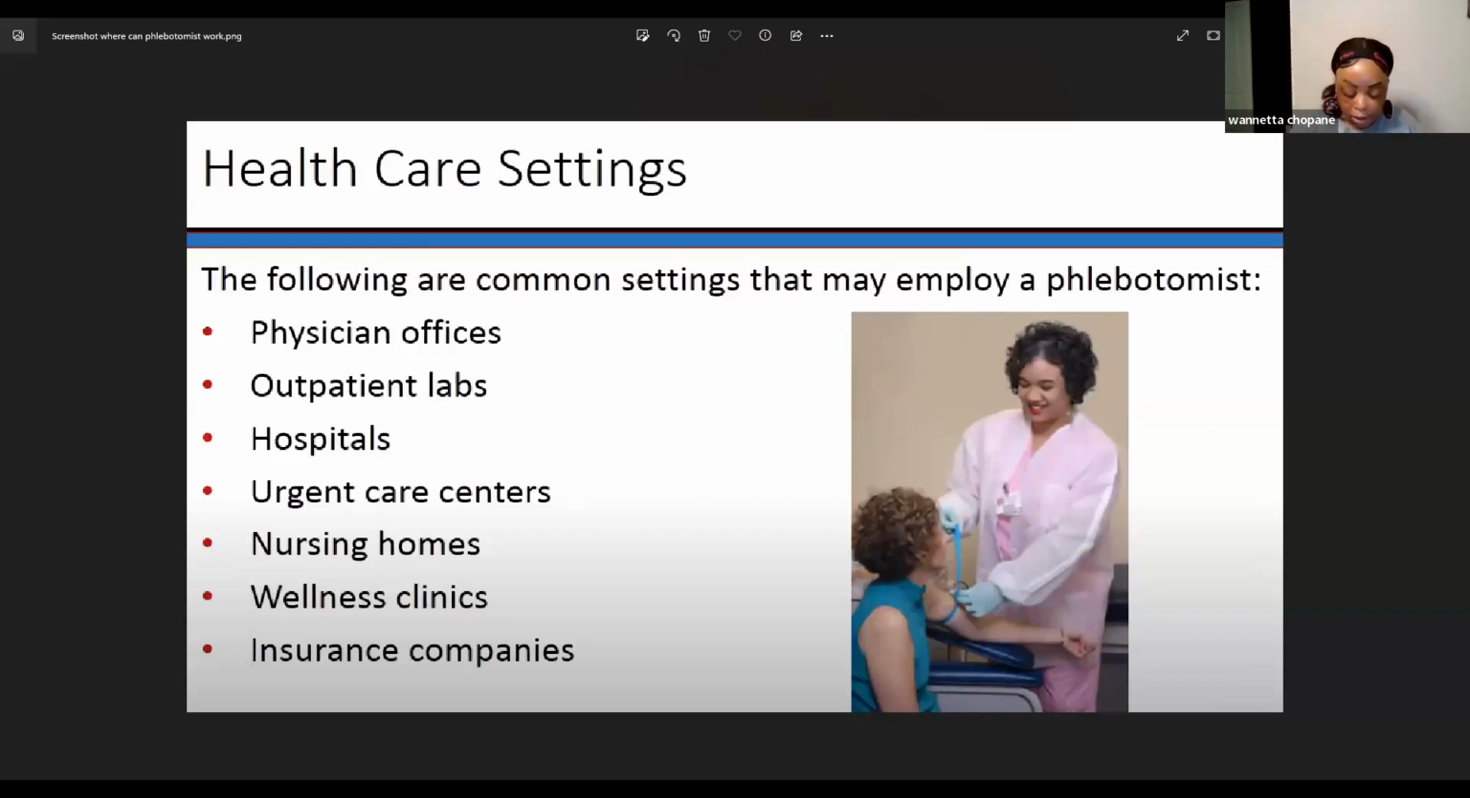We should know that an urgent care is just these small little entities that you go to for an emergency, which is urgent, but not so major, okay? Nursing homes. Phlebotomists work in nursing homes, meaning that you may work for a company that does mobile phlebotomy and they happen to have a contract with nursing homes, okay?